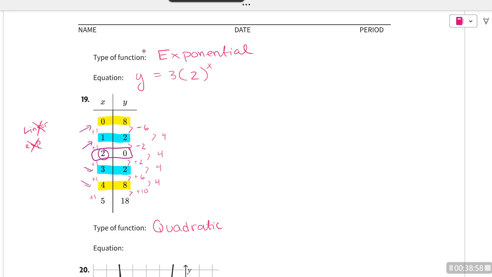That makes this point right here our vertex. So our vertex is 2, 0, because it is that midpoint of where all the symmetry is. So we have our vertex. So y equals a times x minus 2 squared plus 8. So we have h, k. I can put a plus 0 in the end.